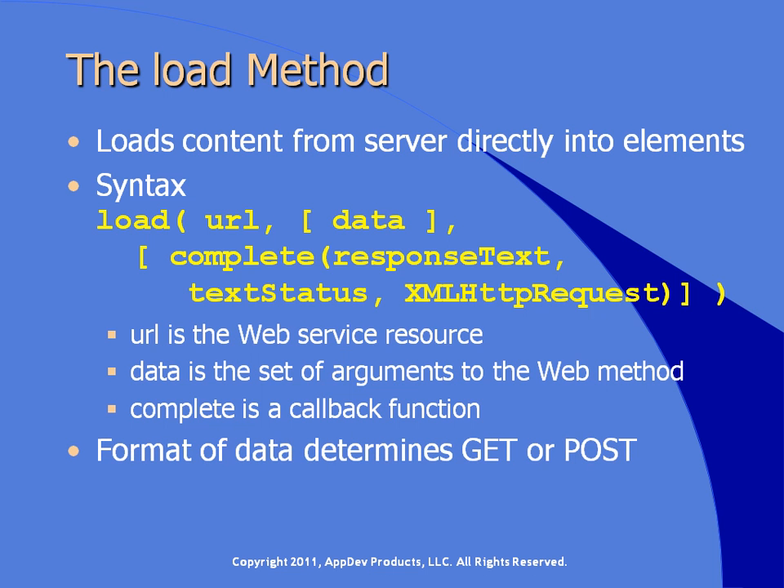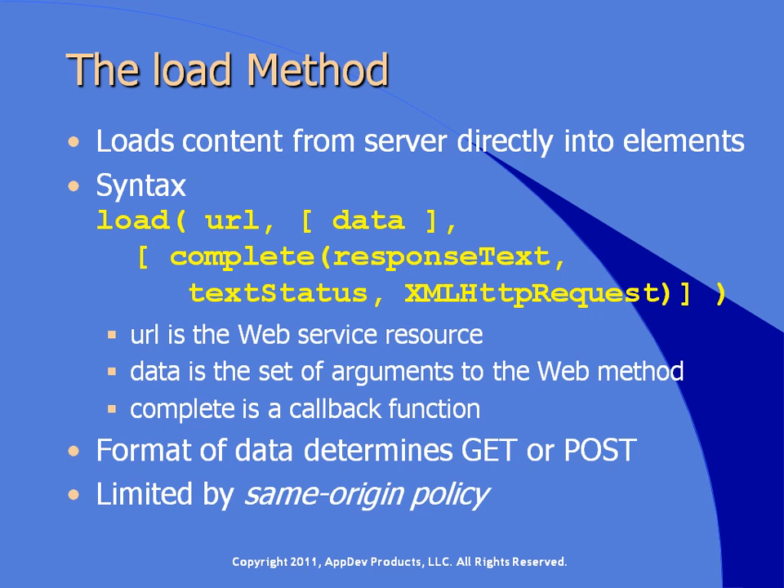Now, the form of the data argument will determine how the call is made to the server. If the argument is an object or an array, then the load method will use the HTTP post method. If the argument is a string, it'll use the get method. And you can also include query string parameters as part of the URL to use the get method. So in the upcoming examples, I'm going to show you several different ways to use this load method.